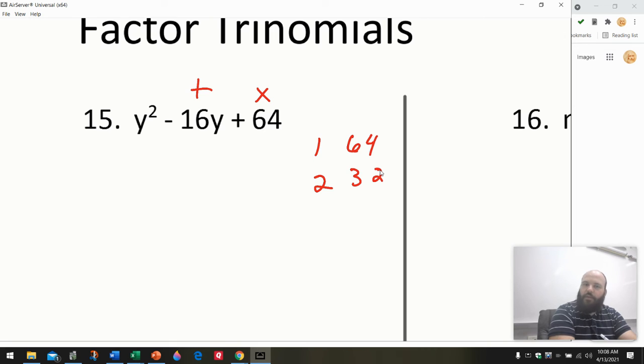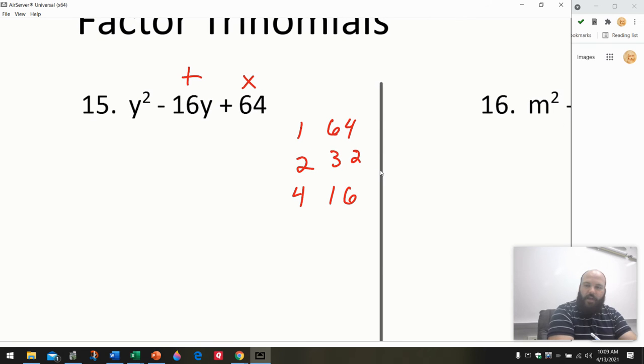Therefore, 64 is not divisible by 3. 64 is divisible by 4. It will go in 16 times. 5 will not go in. 6 will not go in because 2 and 3 both do not divide into 64. 7 does not go in.